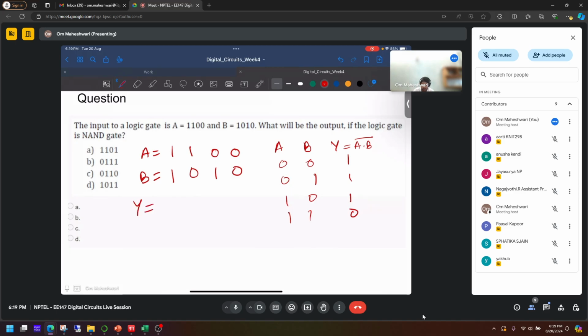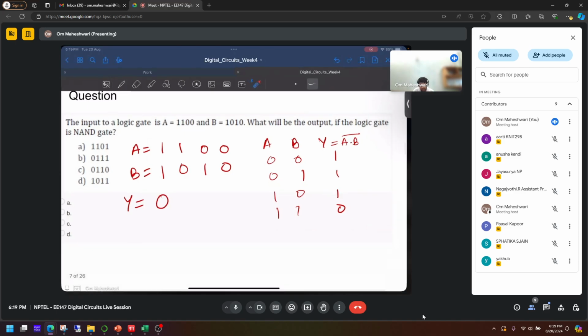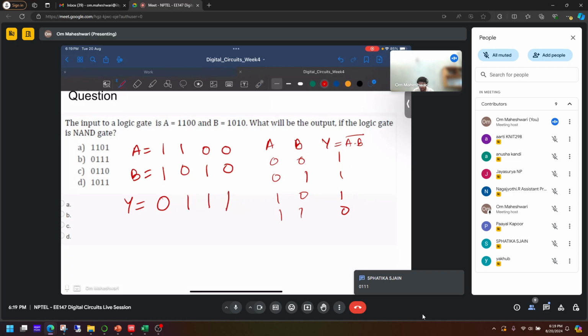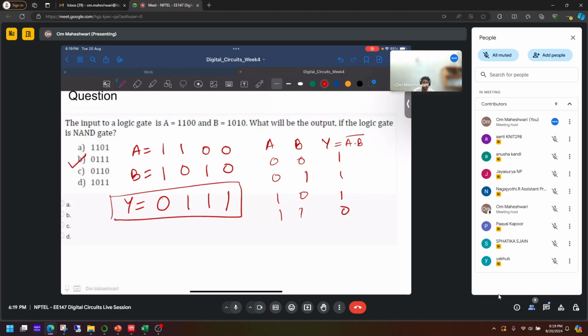So output Y can be, when A and B both are 1, the output of the NAND gate will be 0. And in the other cases, whenever any of the inputs is 0, your output is always 1 in NAND. So in any other case there is a 0, so the output will always be 1. So the answer will be 0, 1, 1, 1. B option. Right.